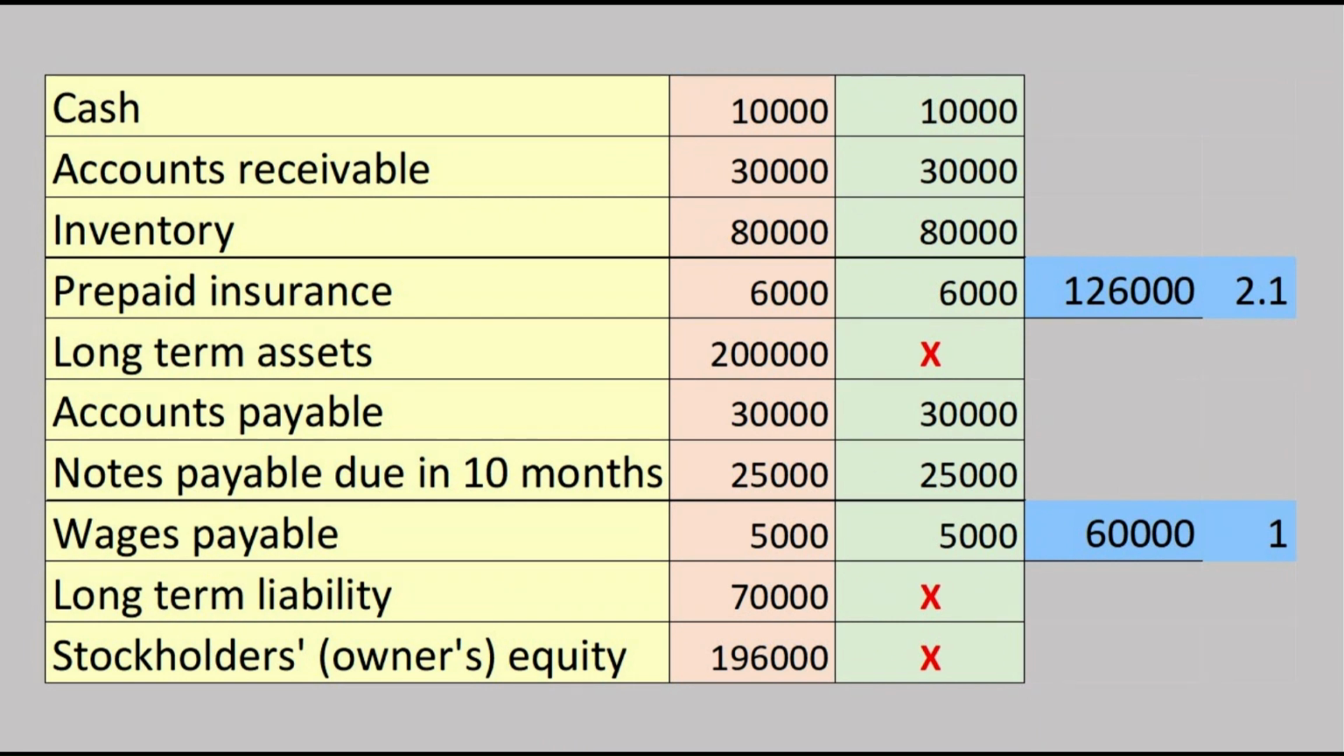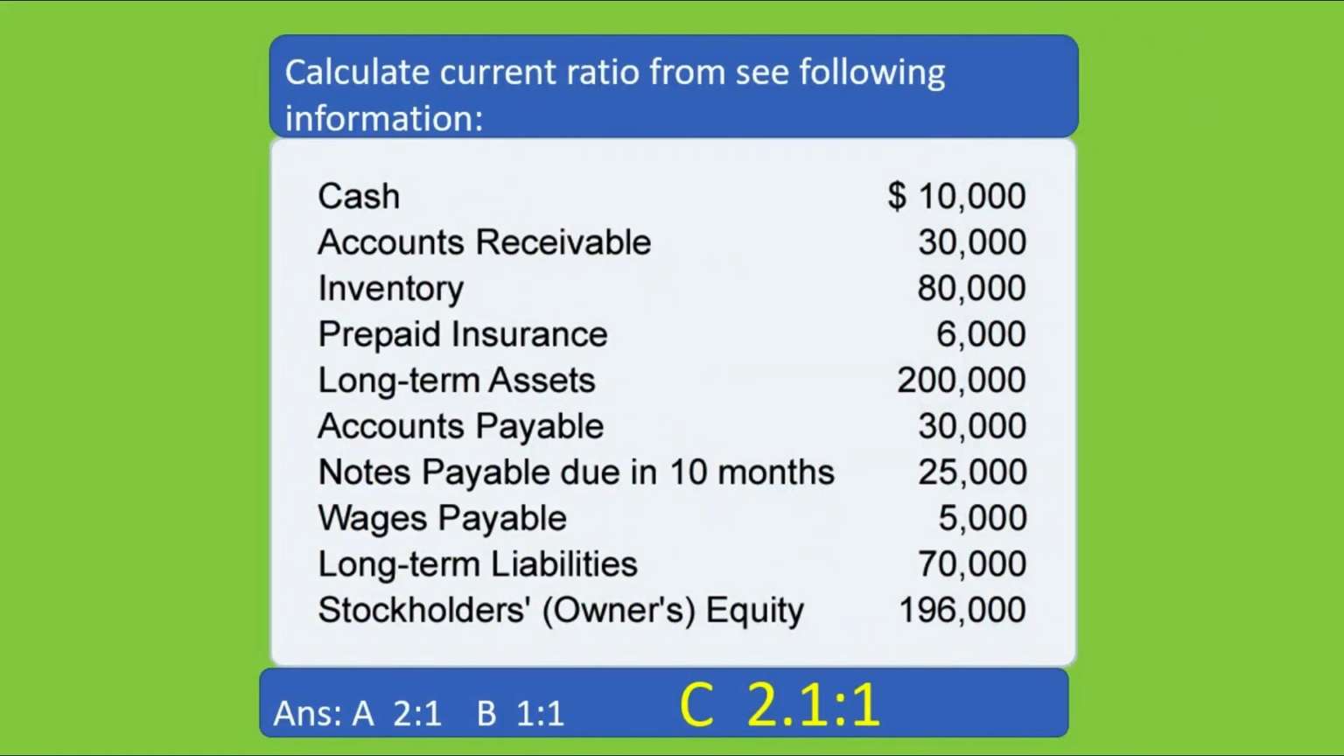As you would note, long-term assets, long-term liabilities and stockholders' equity are not taken into account. Therefore, the current assets 126,000 and the current liabilities 60,000 will give a ratio of 2.1:1. Therefore the answer is C.